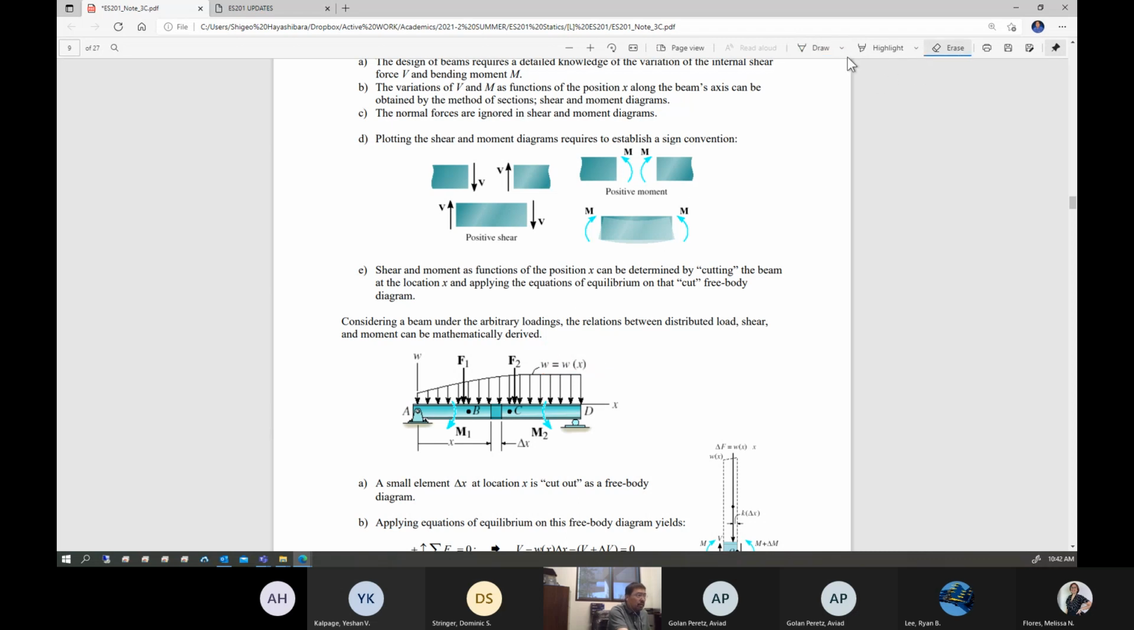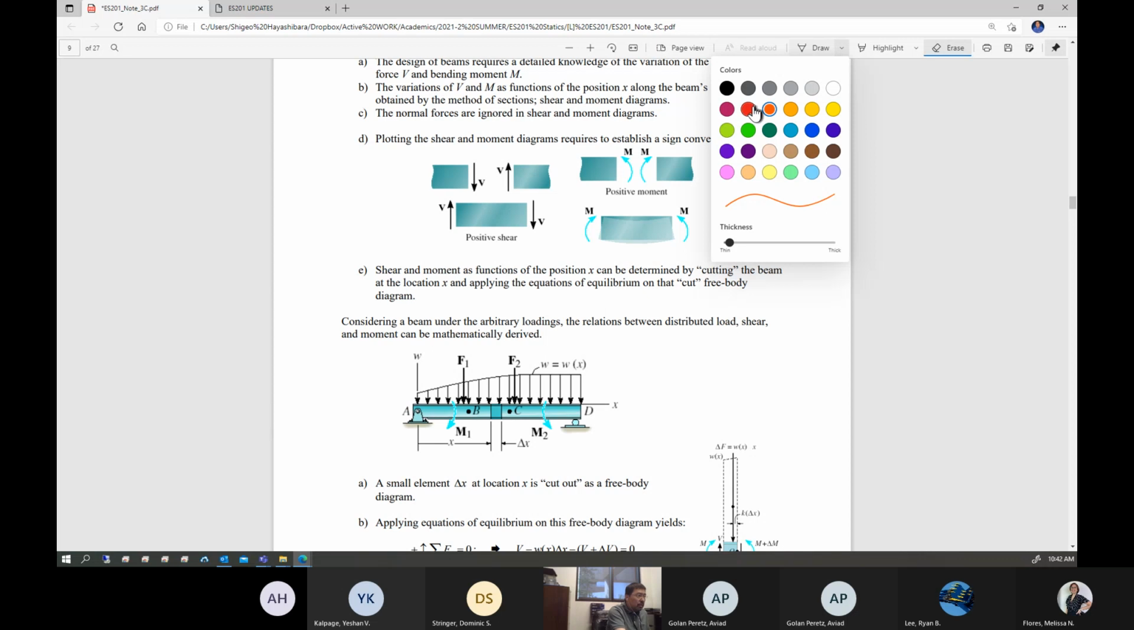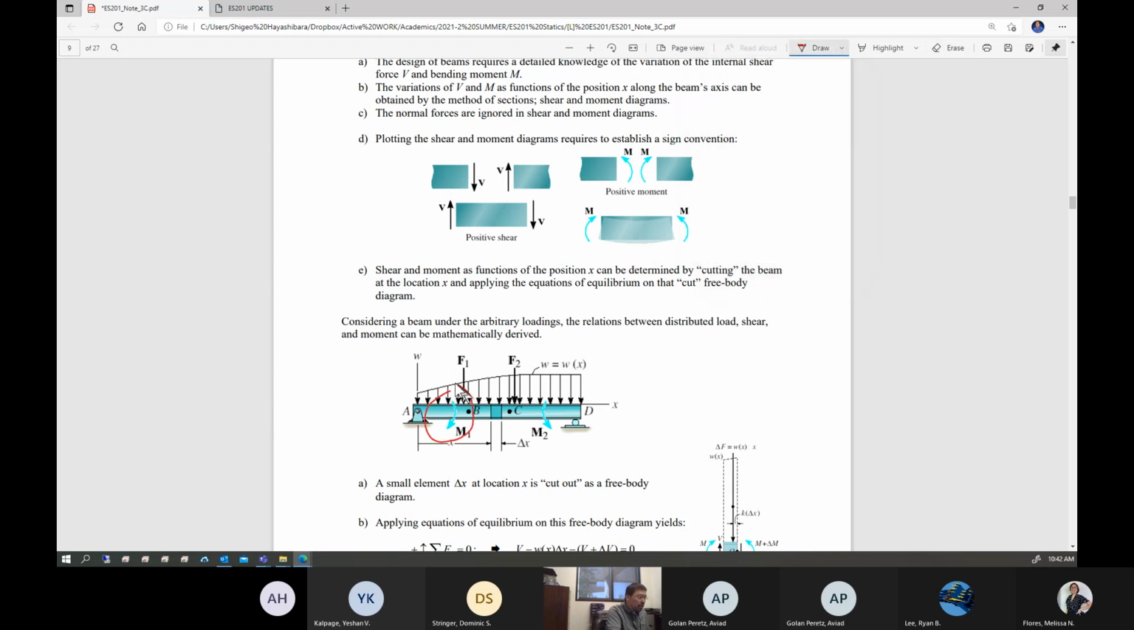Or you can apply a moment. This is called a point moment. You can apply a concentrated couple moment just about any location along the beam. Okay, so you can apply a variety of loadings for the beam. So this is just a general sketch of what kind of loading you can expect for the beam.